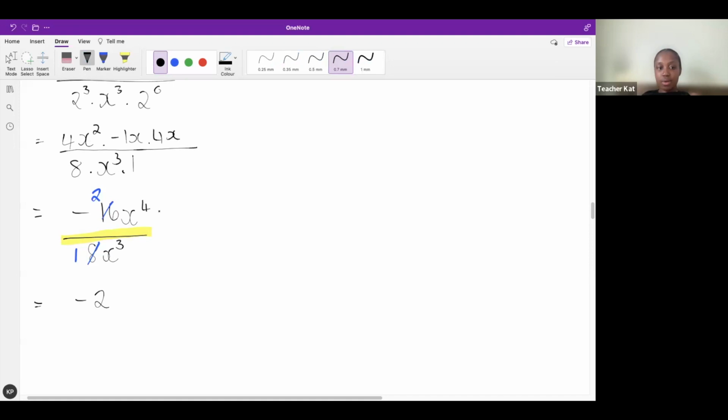And if we're dividing, what are we going to do with my exponents? Subtract them. So I have x to the power of 4 minus 3. This is all over 1. So my final answer is -2x, because this 4 minus 3 is just going to give us a 1.